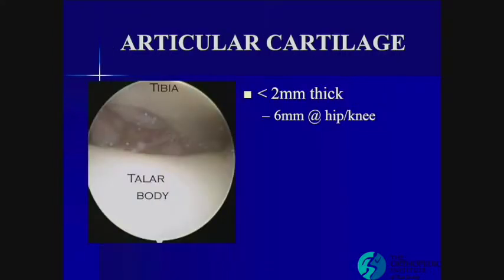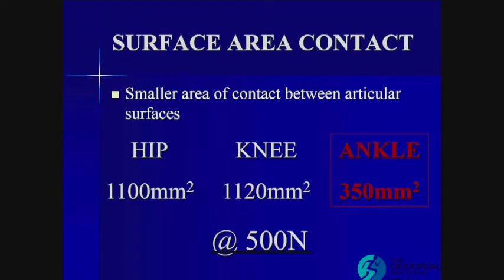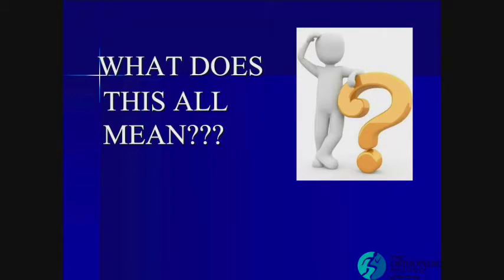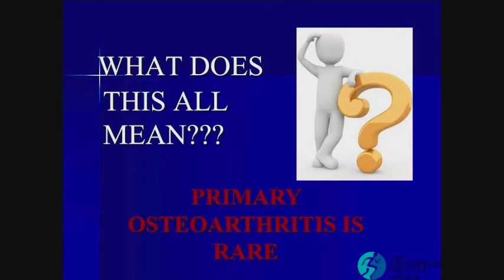So when you think about how thick the ankle cartilage is, and Dr. Epstein talked about this as well, it's less than 2 millimeters thick compared to about 6 millimeters in the hip or the knee. Now, you combine that with the small surface area of contact stress, which is about 350 square millimeters compared to about 1,100 and 1,120 with the hip and knee respectively, at 500 newtons of stress, which is equivalent to about 112 pounds, you start thinking, okay, can you really get primary ankle arthritis? And the answer is it's rare.